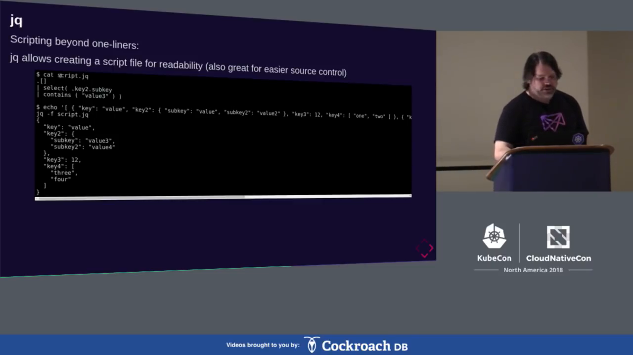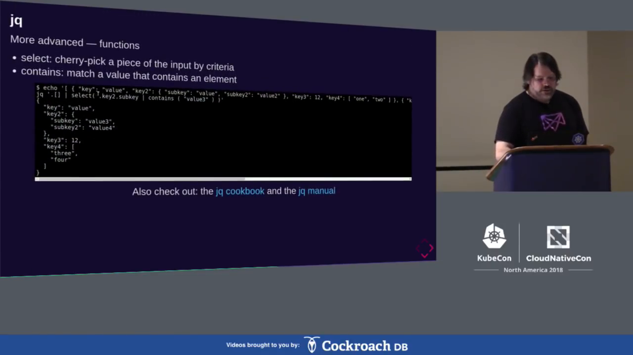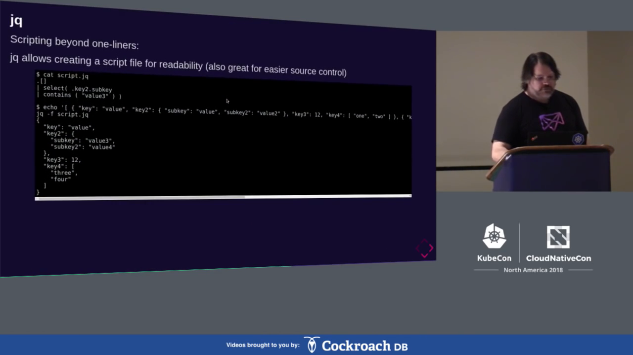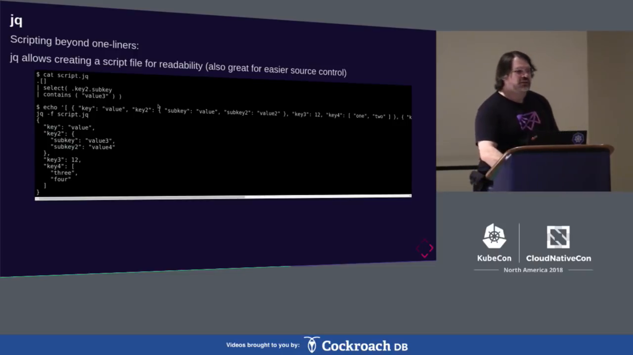So here I just created a very simple script.jq that was essentially the exact same thing that I had here. So this one-liner JQ becomes call a script file, and I get the same output. But it's a little bit cleaner to read this than it is to try and make sense of it in a single one-liner on the command line after a pipe.